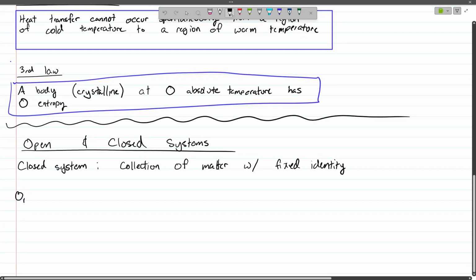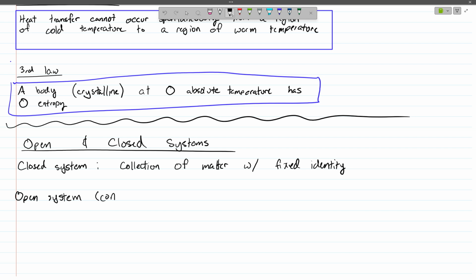When we speak about an open system, this is what in fluids we called a control volume. And so this is a region of space through which matter flows, if it wants to, right? If it's the type of matter that wants to flow. So for both open and closed systems, there we go.